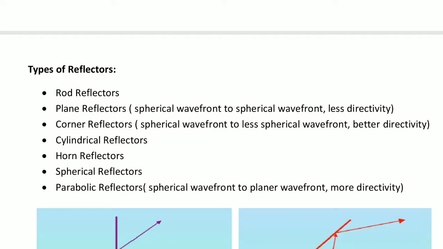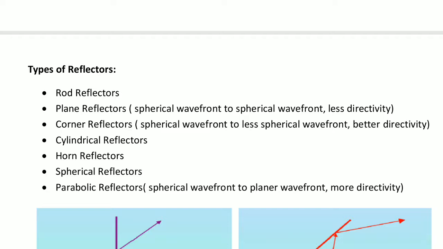Today we will see the types of reflectors. So these are some basic types of reflectors, that is rod reflector, plane reflectors, corner reflector, cylindrical reflectors, horn reflectors, spherical reflectors and parabolic reflectors.